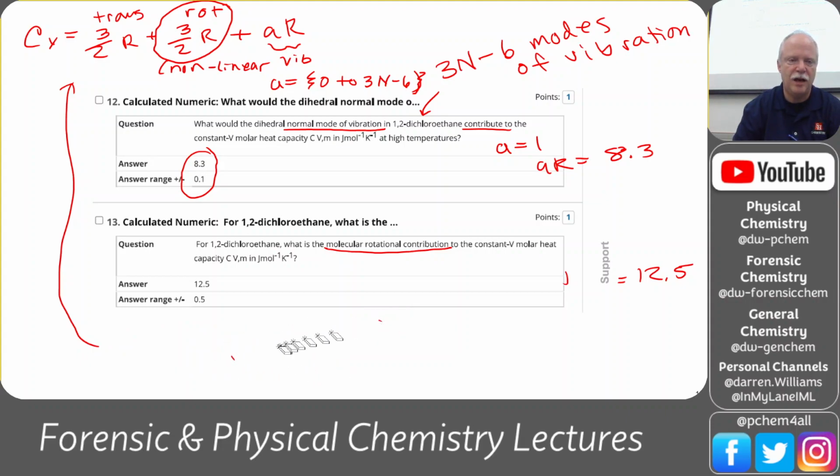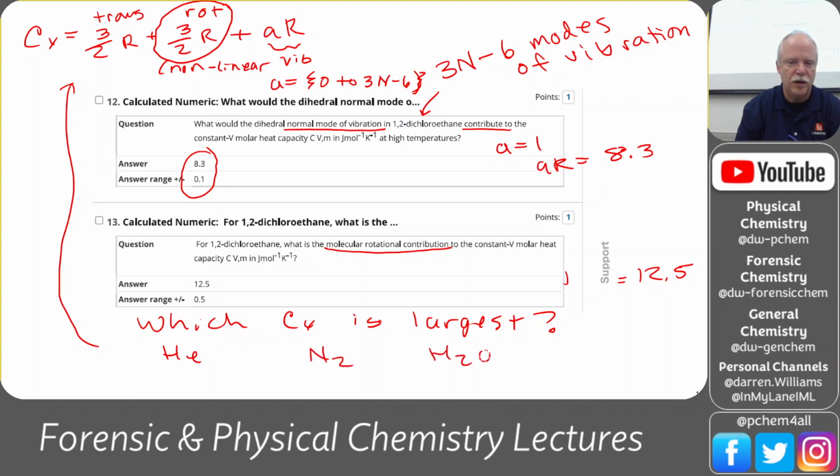So there you don't even have to calculate anything. So which CV is largest? And this is an easy one to answer, right? Helium, N2, H2O. I mean, there's three choices.